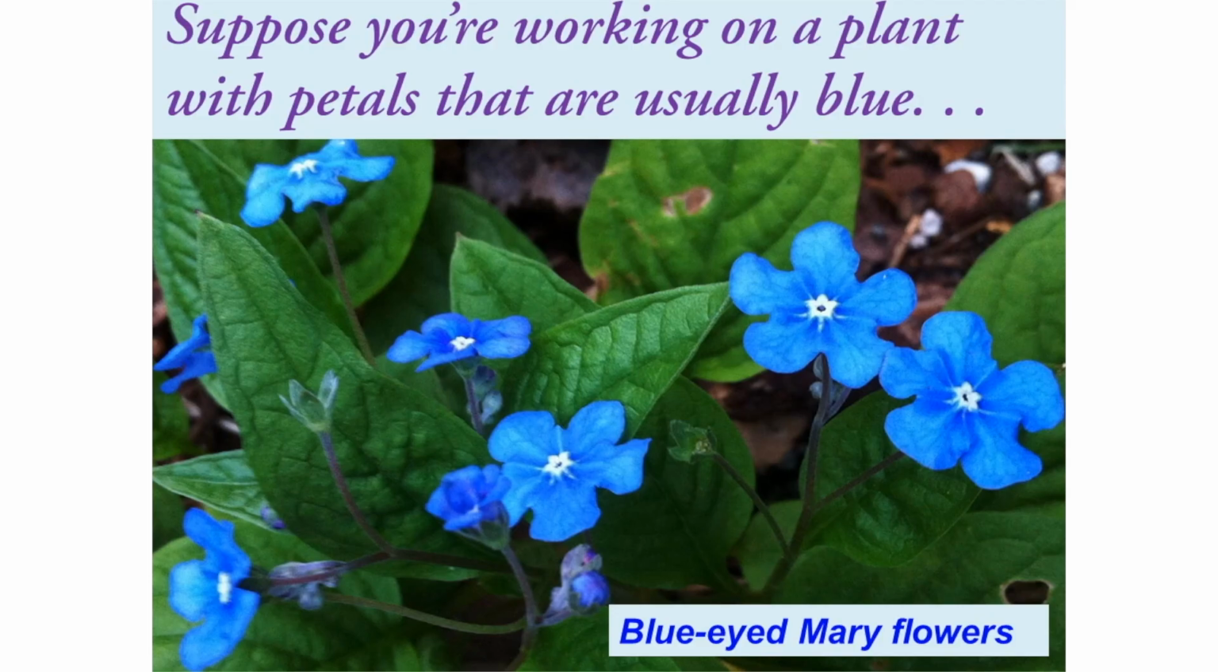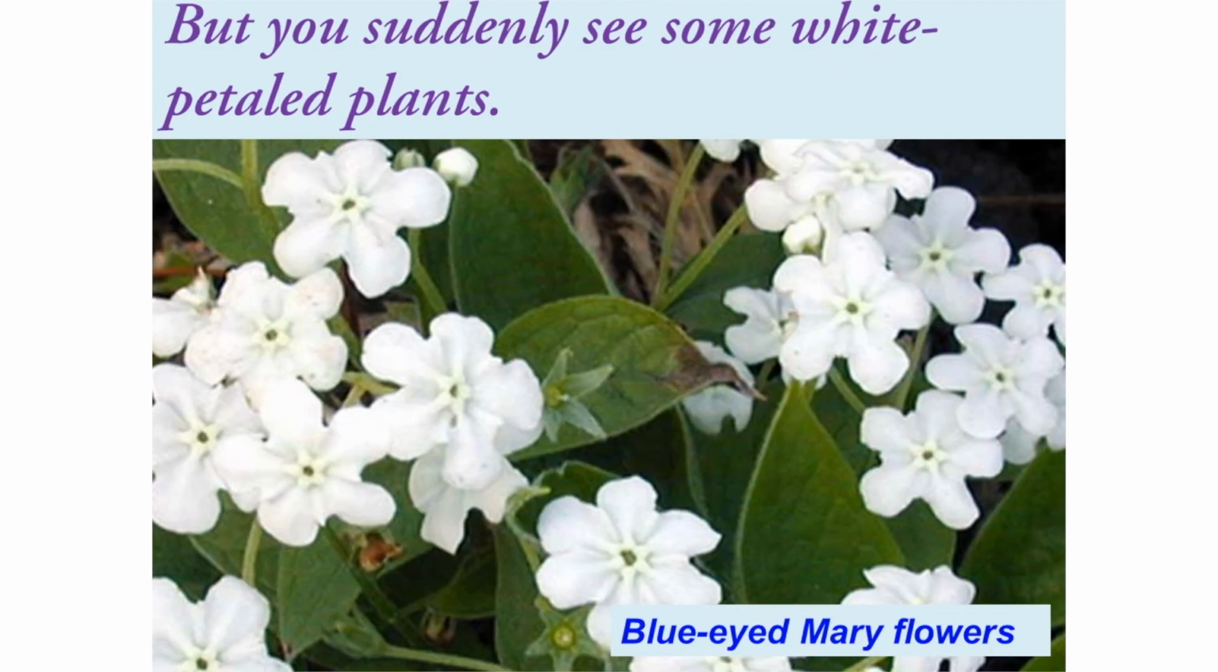Let's say that you're looking at a flower called the blue-eyed Mary. And typically, the flower petals are blue. And then let's say suddenly you see a bunch of white ones. Some plants arise in your population that have white flowers. So you're a good geneticist. What are you going to do? You're going to cross them. You're going to say, what's going on here? How is color determined in the blue-eyed Mary?